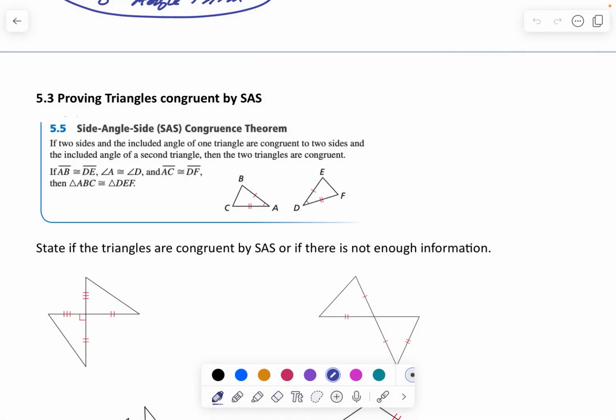All right, the day has come. We're back to proofs. And I told you this is my favorite chapter, so I am so excited to start doing some proofs. Now, in this chapter, well, we just got done talking about congruent triangles.